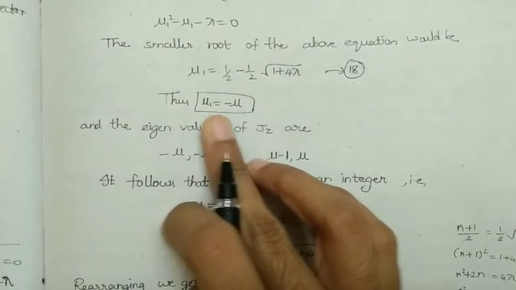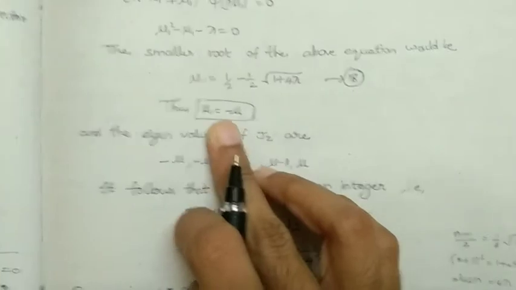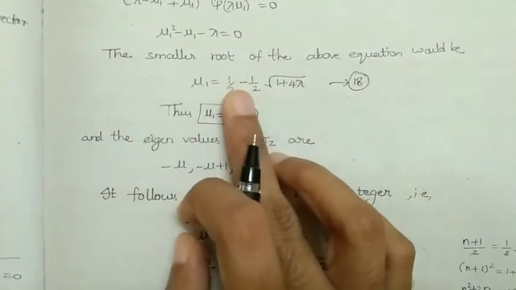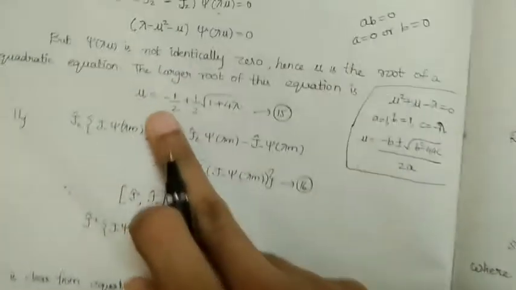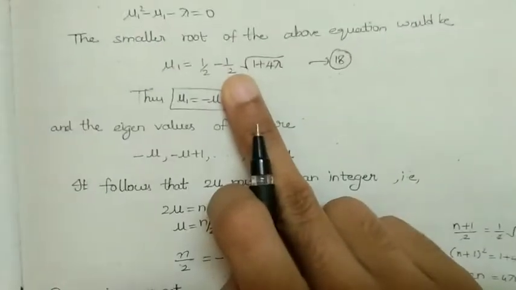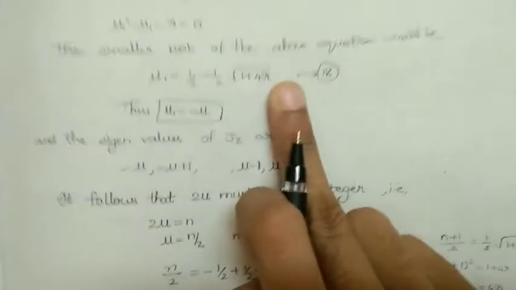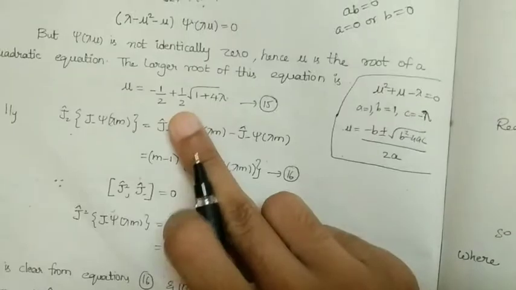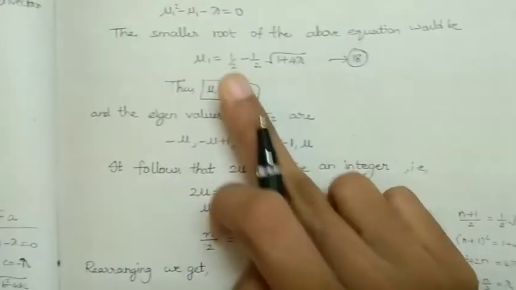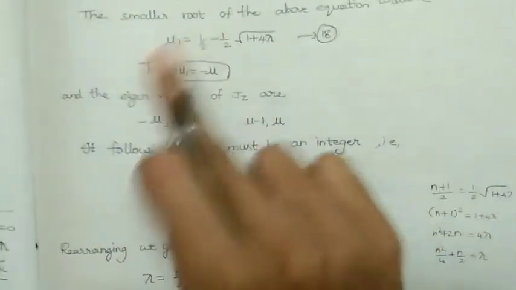Thus mu1 is equal to minus mu. From this, if we see, mu is plus half root over 1 plus 4 lambda, and mu1 is minus half root over 1 plus 4 lambda. So the only difference is the minus sign. So mu1 could be written as minus mu. That is the thing.